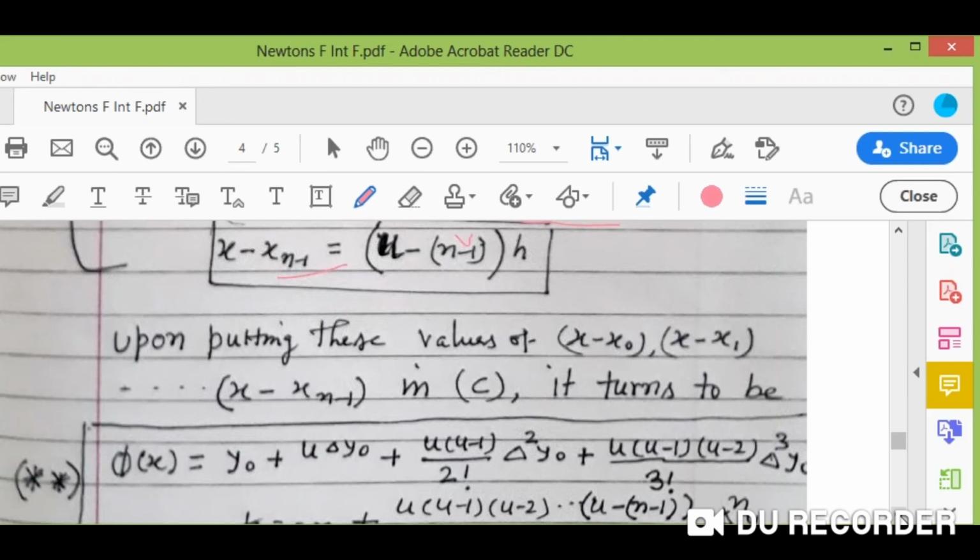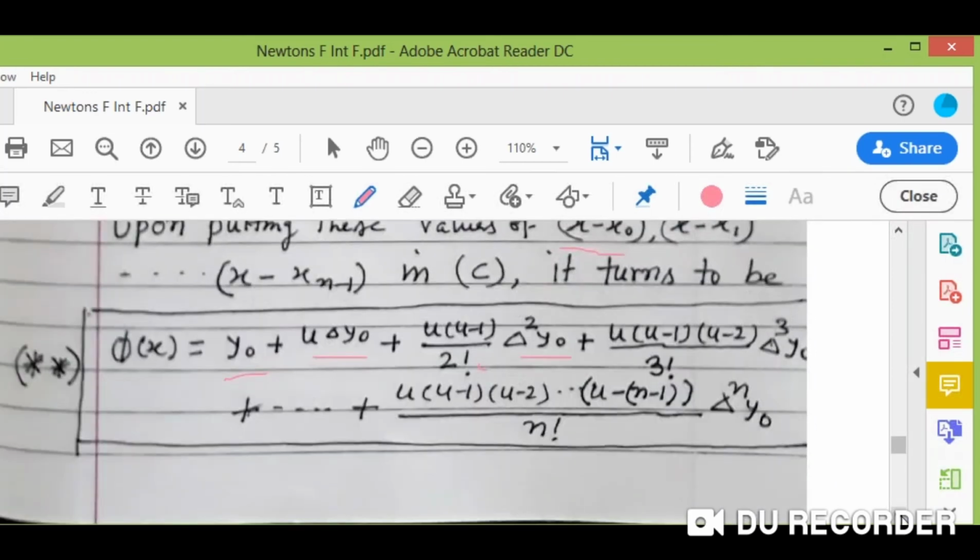What is to be done more? Upon putting these values of x minus x0, x minus x1, and so forth in the main polynomial, that is the C, if we substitute these values in C, you will find an interesting formula: u into delta y0, u into u minus 1 upon factorial 2, and delta square y0.